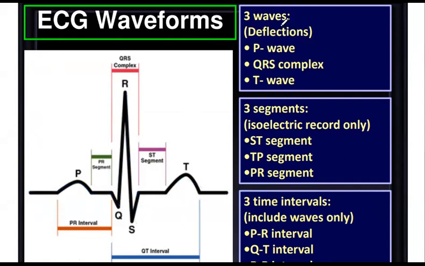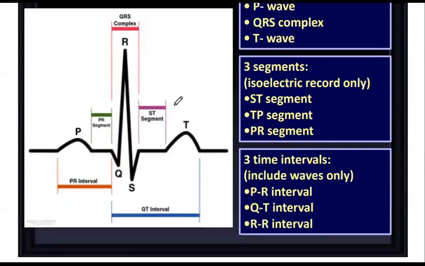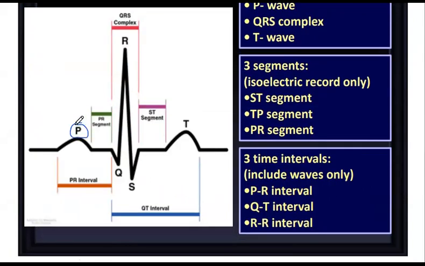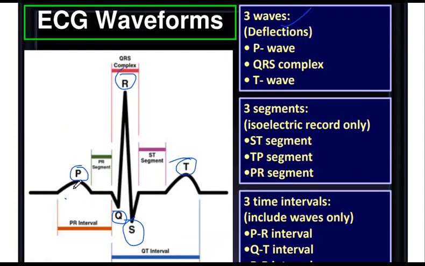So here we have three waves. We have the P wave, Q, R, S wave, and T wave. So you have to remember all those things: P wave is the first, QRS is the second wave, and the third wave is T.